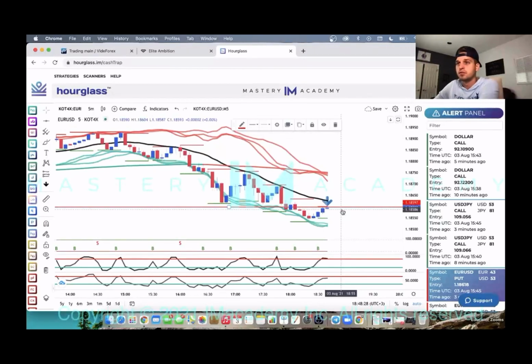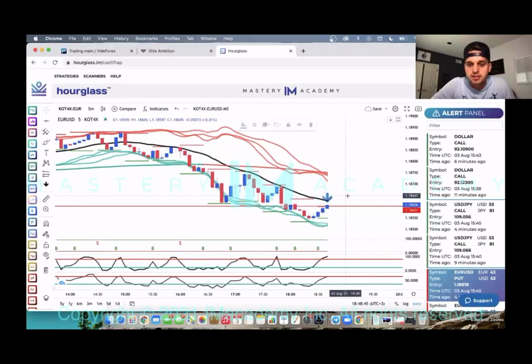So Euro USD, you guys, for a 3-minute sell is a good area. I'd say anywhere above 606. Anywhere above 606 on Euro USD, I think would be a good level to take this. I know CashTrap's not fully working, but we do have a resistance there. Okay, we do have a resistance on Euro USD. And so if you guys did take Euro USD, type your entries in the chat.